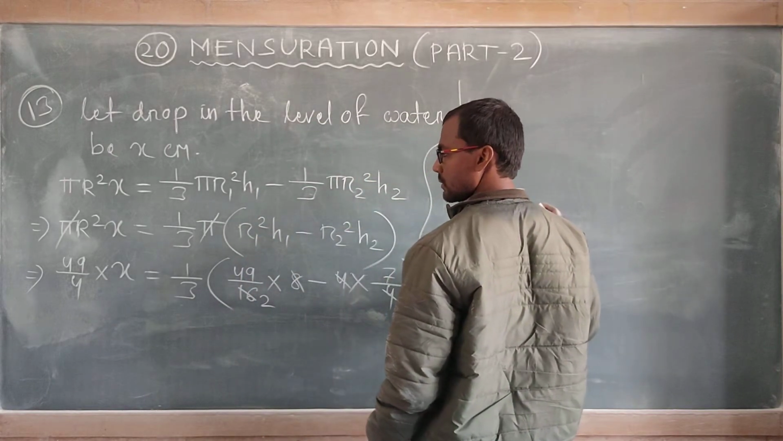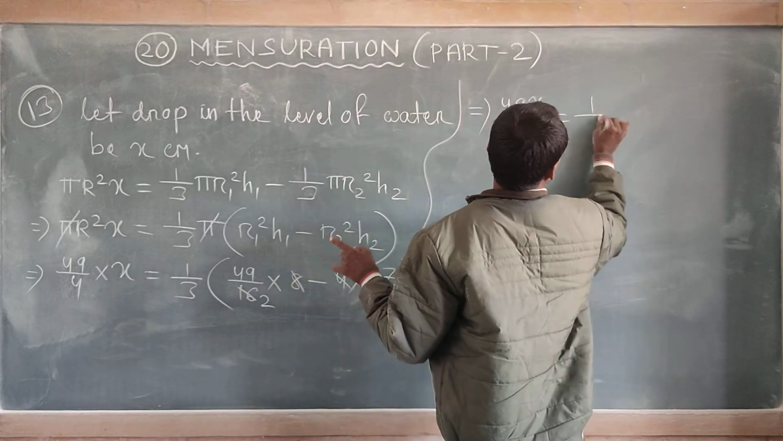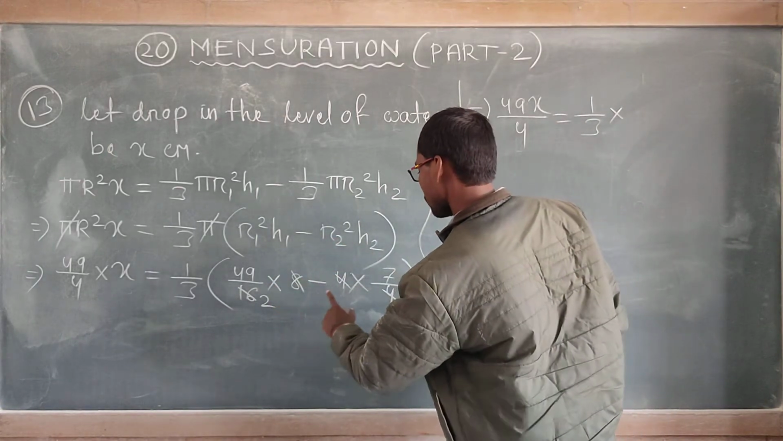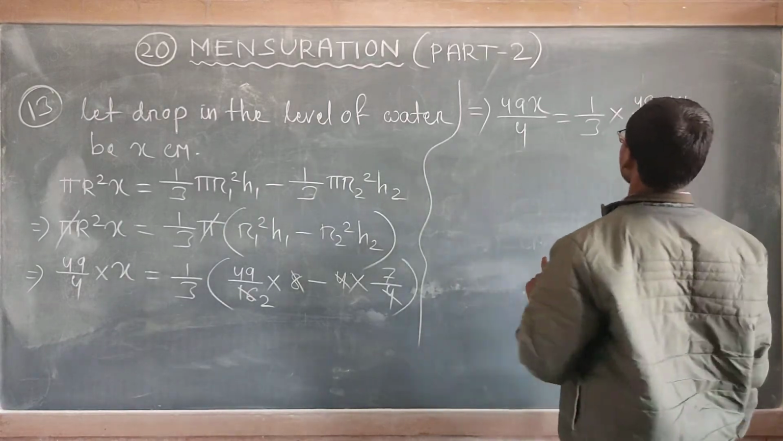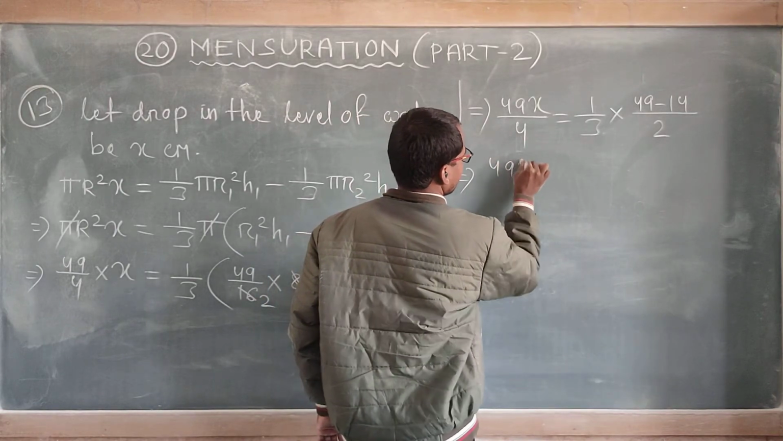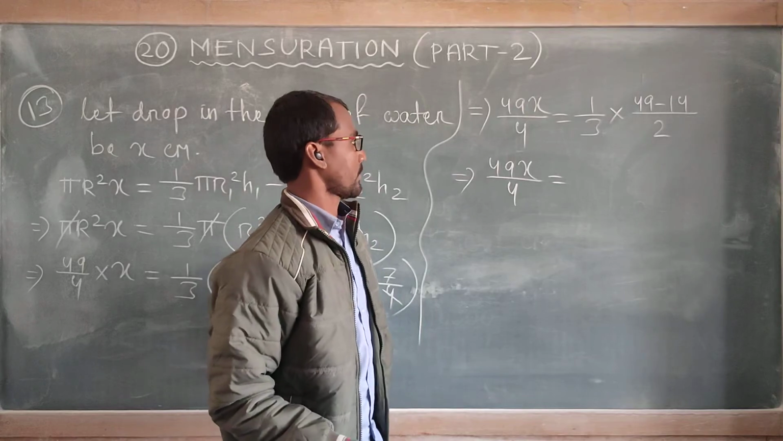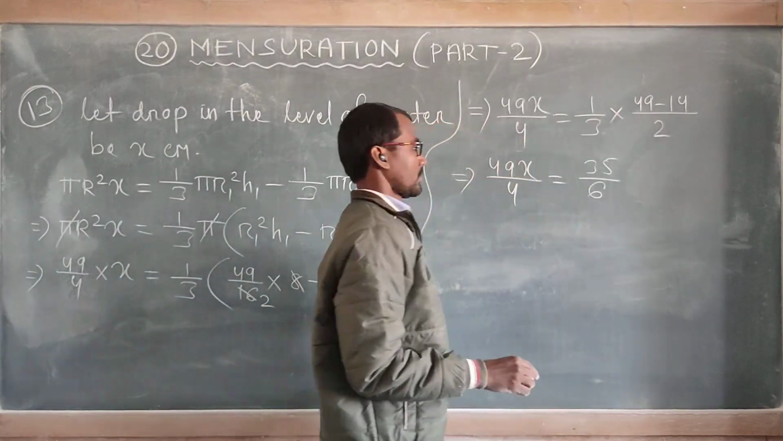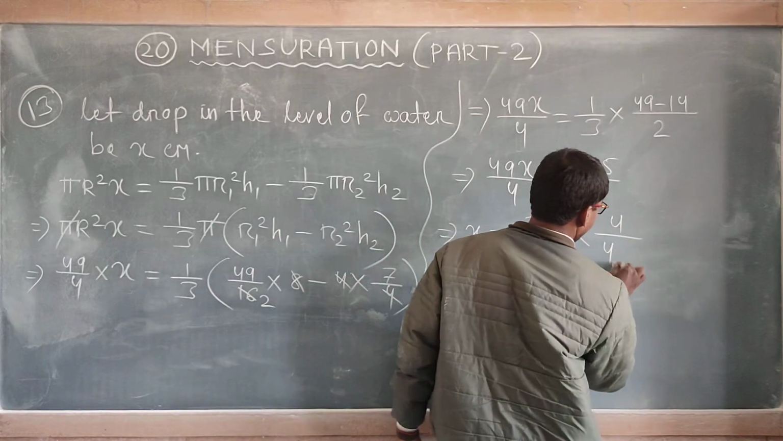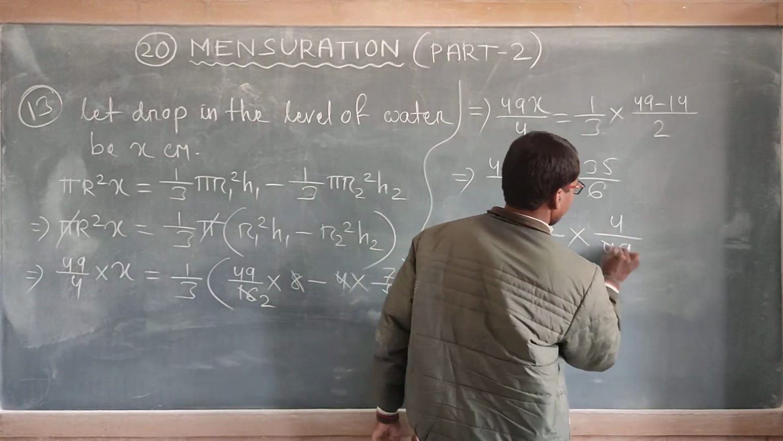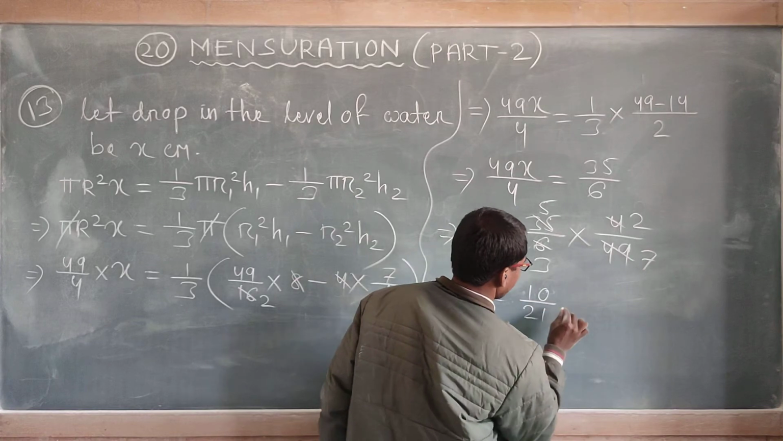Which implies 49 x by 4 is equal to 1 by 3 into, now we can take the LCM here, 49 by 2 minus 7. So the LCM is 2, 49 minus 14. So 49 x by 4, 49 minus 14 is 35. Okay, 35 by 6. So x is equal to 35 by 6 into 4 by 49. So let us simplify this. 7 by 35, 7 by 49, 2 3 by 6, 2 2 by 4. So 5 2 by 10, 5 3 7 by 21.